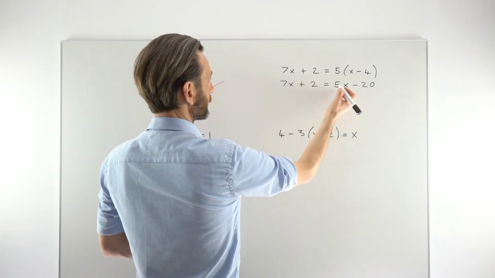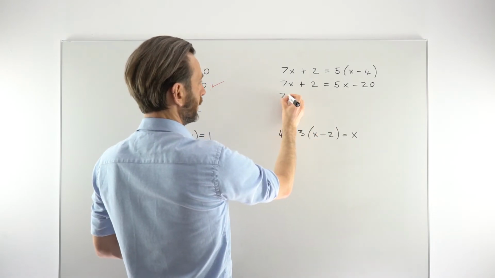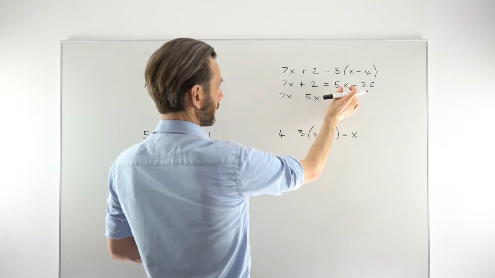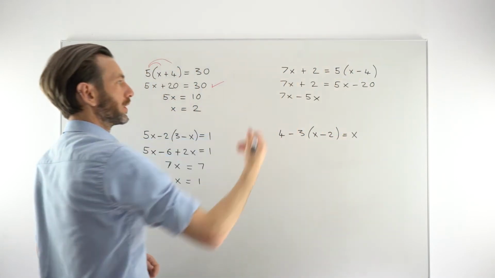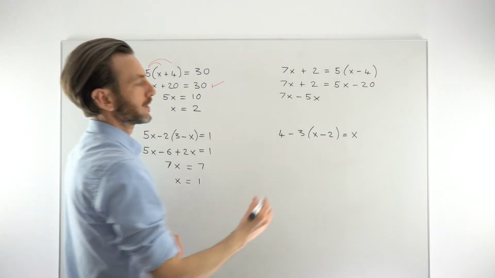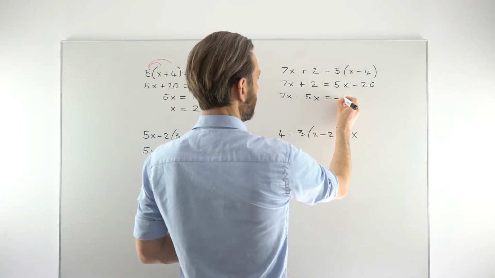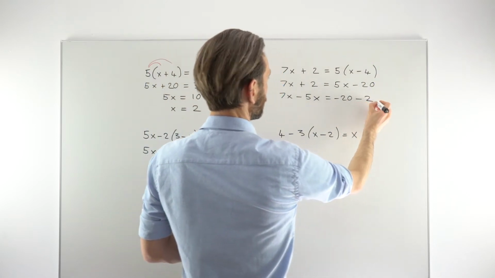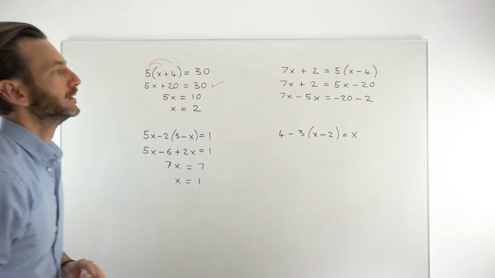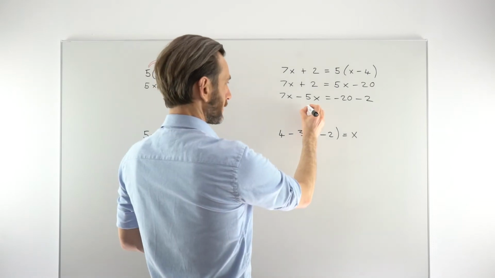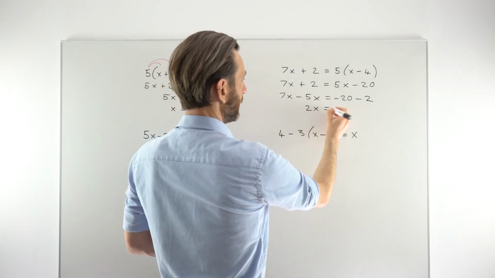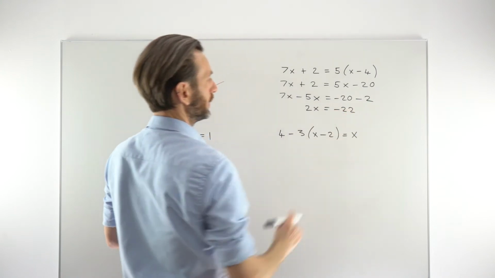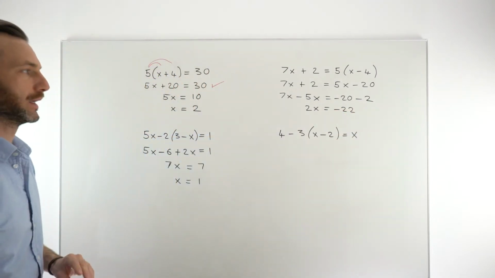So 7x minus 5x, I'll maybe just write this one in. So 7x minus 5x. So minus 5x because it's positive here and we're bringing it over the equal sign. Similarly, on the other side, we've got minus 20 and the positive 2 becomes a minus 2. And then 7x minus 5x gives us 2x, and minus 20 minus another 2, so we're going further into the negatives, is minus 22.